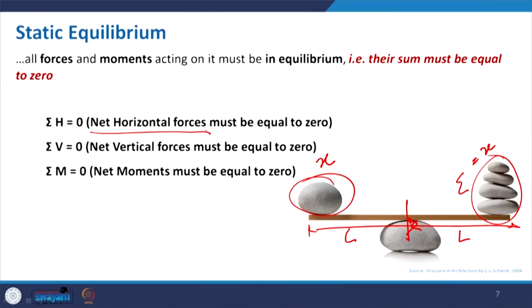And there are three basic conditions that we always need to check to determine the static equilibrium of any structure: the net horizontal force must be equal to 0, the net vertical force must be equal to 0, and the net moment should be 0.